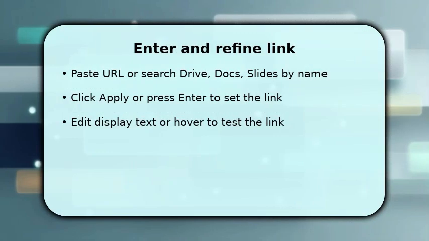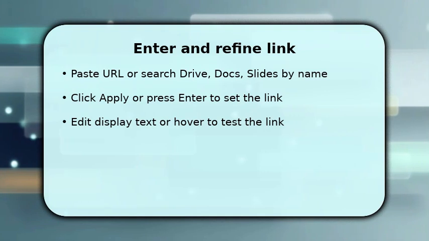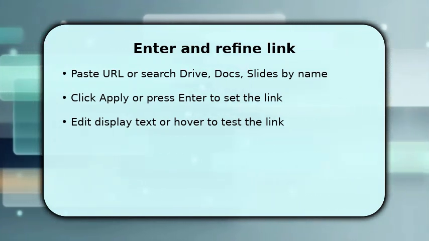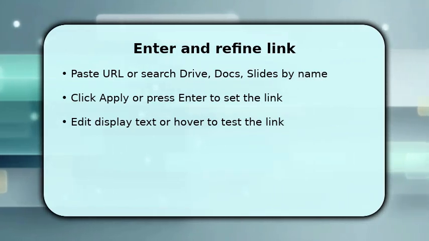Now paste the destination URL or type keywords to search Drive for a file. Google will surface matches. You can edit the visible text in the dialog so the link reads naturally. Click Apply or hit Enter to attach the link.